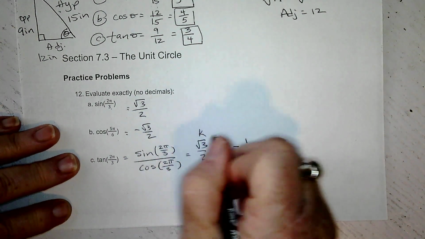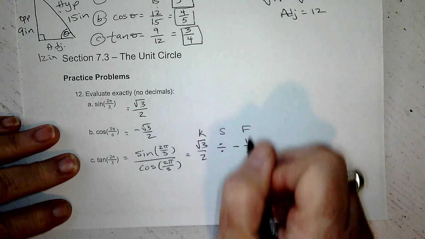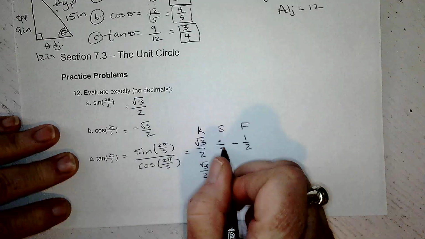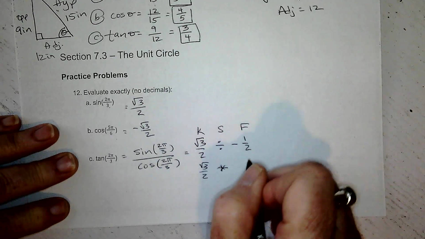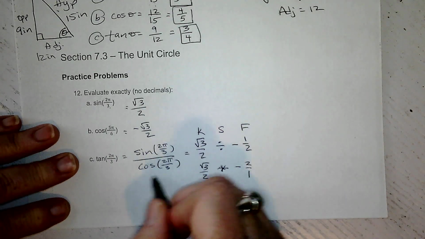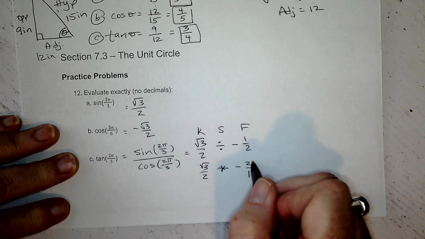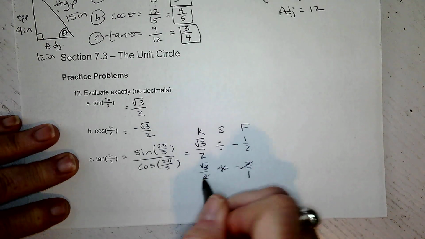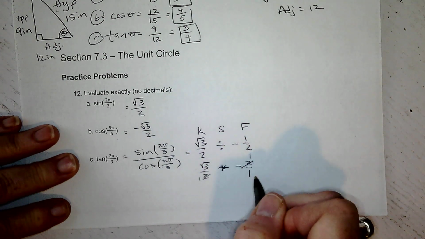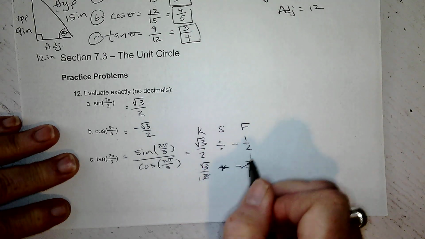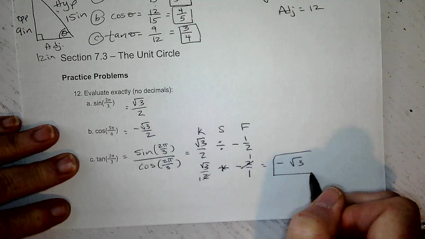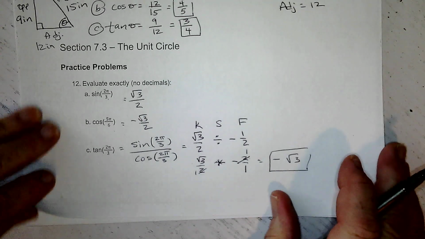All right, so now we're going to keep, switch, and take the reciprocal, or flip the last division. So it's square root of 3 over 2. Division becomes multiplication. And then we're going to take the reciprocal, 2 over 1, for the dividing of the fraction. Now, when you multiply, I can reduce these, and this becomes square root of 3 over 1 times negative 1 over 1. So square root of 3 times negative 1 is negative square root of 3, and these are just over 1. So there is my tangent for 2 pi over 3.